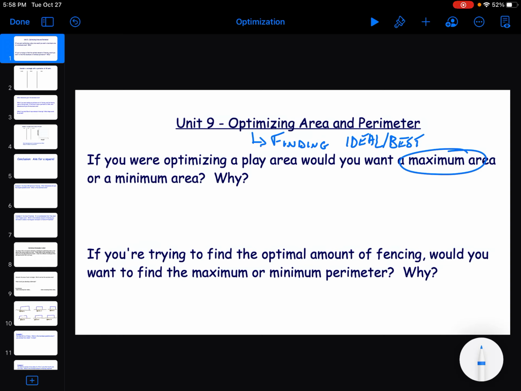If you were trying to find the optimal amount of fencing, you want to have the minimum perimeter. You want to have the least amount of fencing because that's going to allow you to have less money invested in the fence. The smaller the fence with the more area is going to give us more room to play for a cheaper amount.